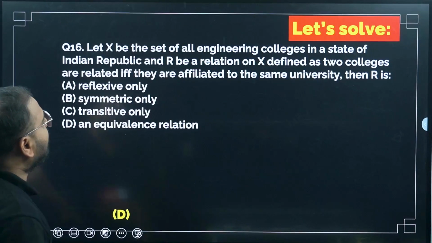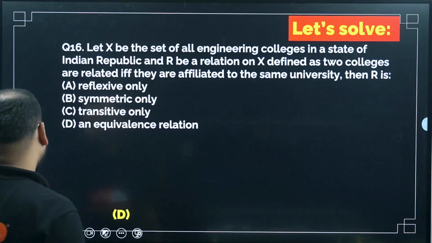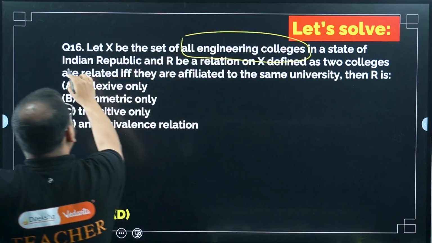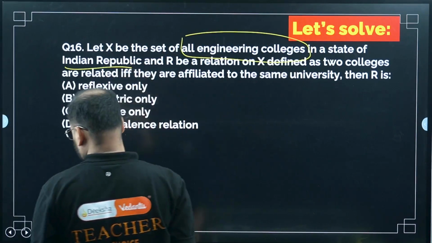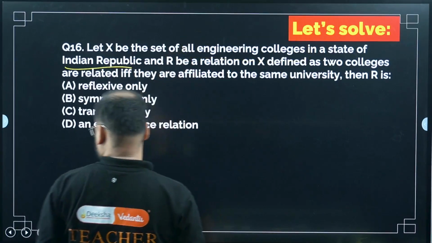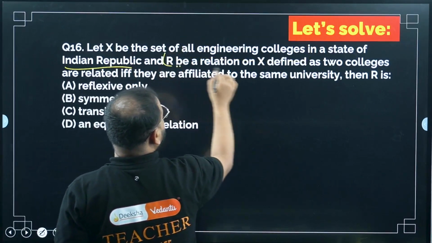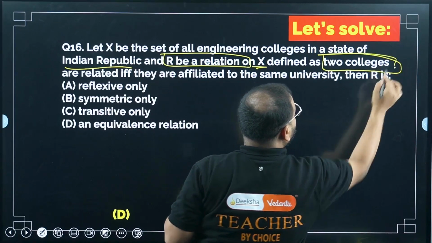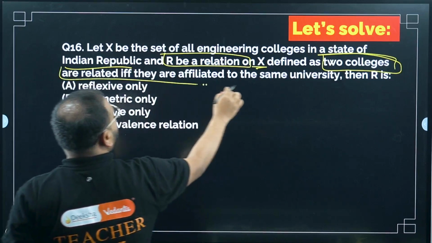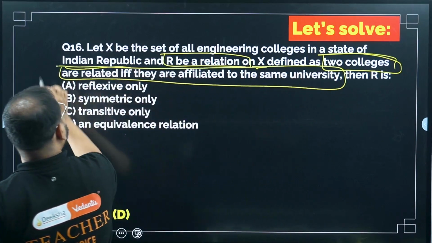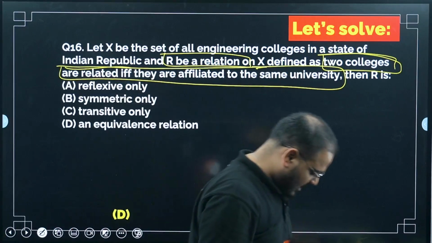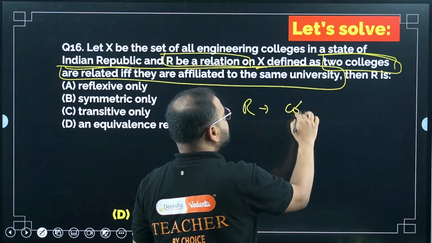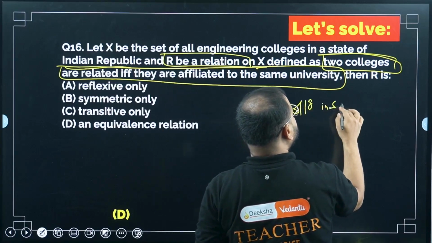Let X be the set of all engineering colleges in a state of the Indian Republic. Okay, sir. All engineering colleges in a state of the Indian Republic. And what is the relation R? Most important part. Read this. R is a relation on the set X defined as: two colleges are related if they are in the same university. If the colleges are in the same university, then we can say the relation is valid. So what is the relation? Colleges in the same university.